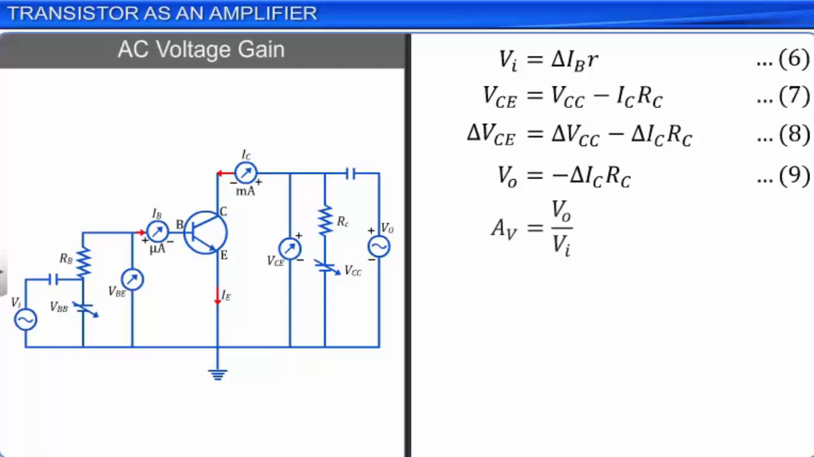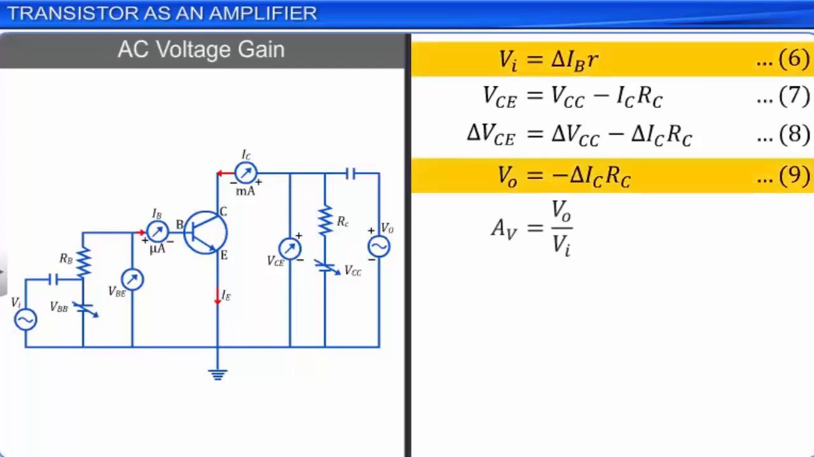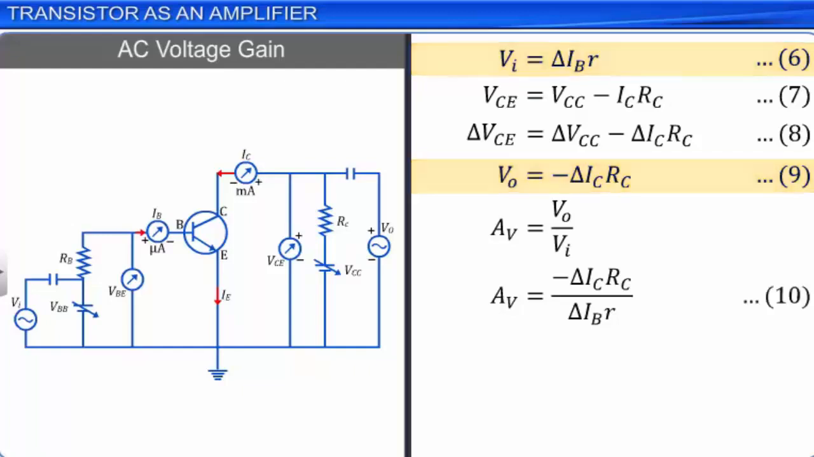We know that the current amplification factor beta AC is equal to delta IC by delta IB. On substituting the current amplification factor in equation 10, we get the AC voltage gain AV is equal to minus beta AC into RC by R. Let this be equation 11.